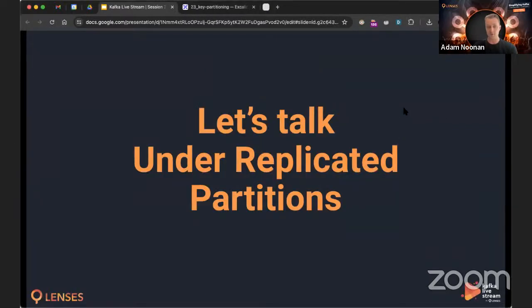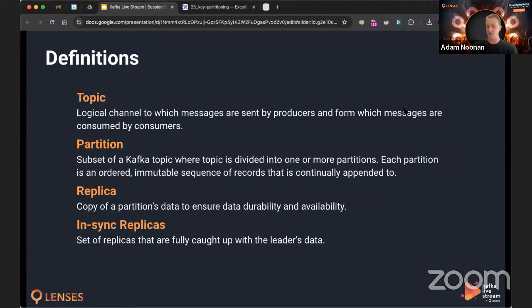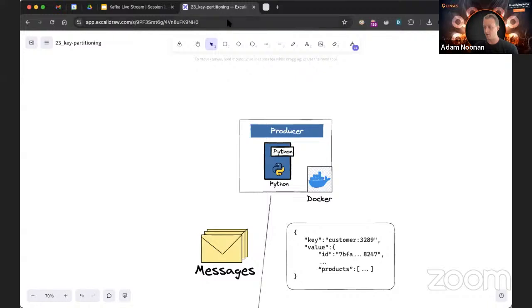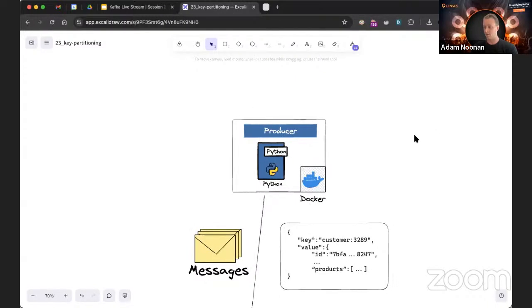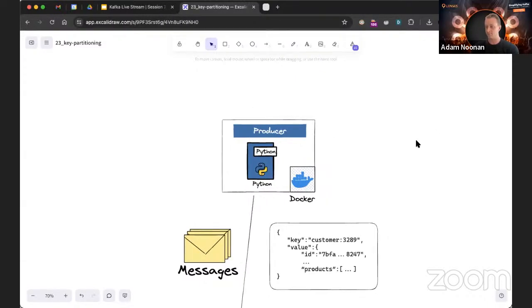So let's talk under-replicated partitions, or URPs. To start us off with some base knowledge and definitions of some concepts we'll be talking through today. We'll be defining the concepts of topic, partitions, partition replicas, and then in-sync and out-of-sync replicas. And I've got a good visual description here, if everyone can see my Excalidraw.